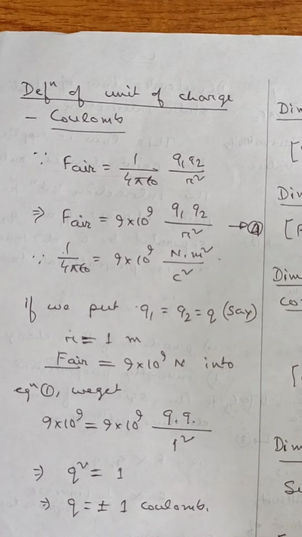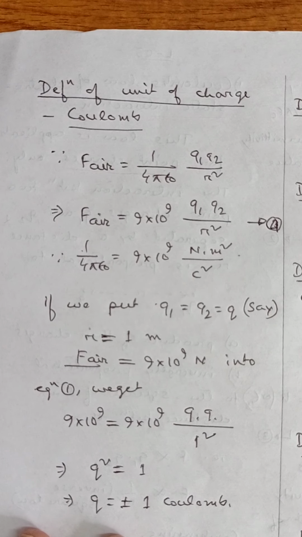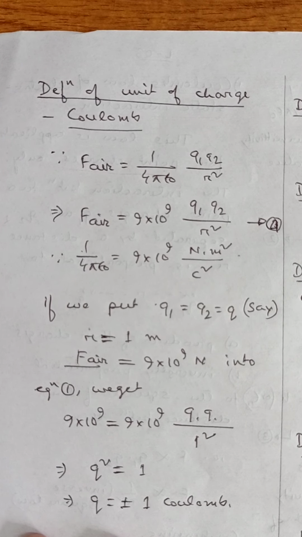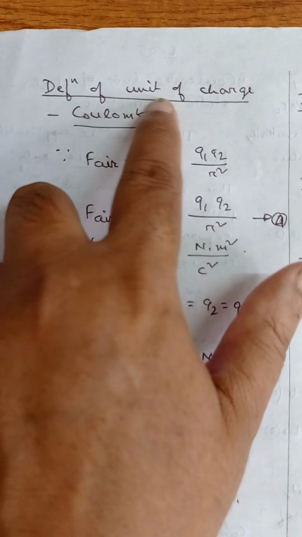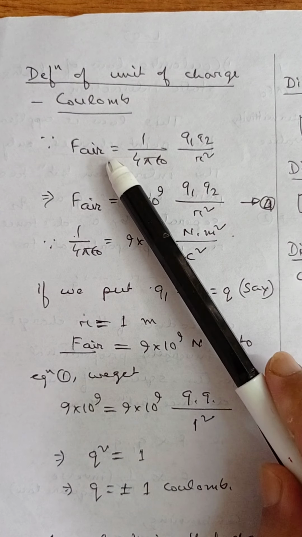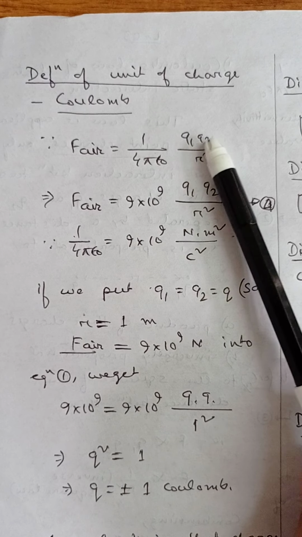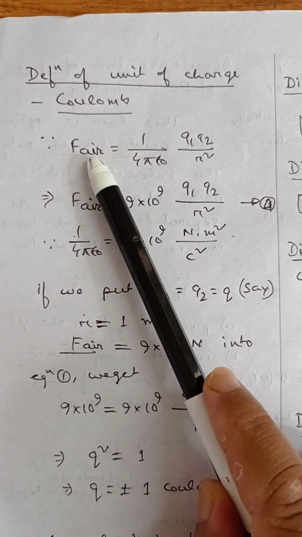Now we want to define the SI unit of charge, that is Coulomb. We want to define what is 1 Coulomb of charge. Therefore, I have written the definition of the unit of charge, Coulomb. It is already discussed: if two point charges are separated by a certain distance in air medium, the force of interaction between them is this.